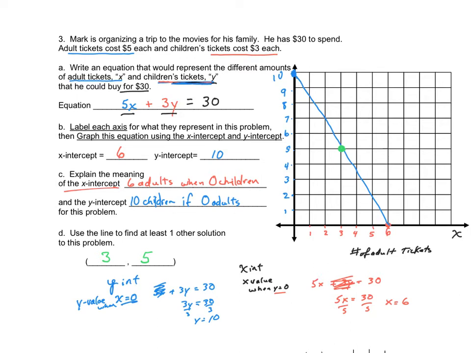I don't think there's any other whole number solutions on there. This one looks like it, but I don't think it is really because my line's not perfect. If my line was perfect, it would not be going through that point right there. So anyway, that's the idea with the x-intercept and the y-intercept. Let's go to a couple of the other problems.